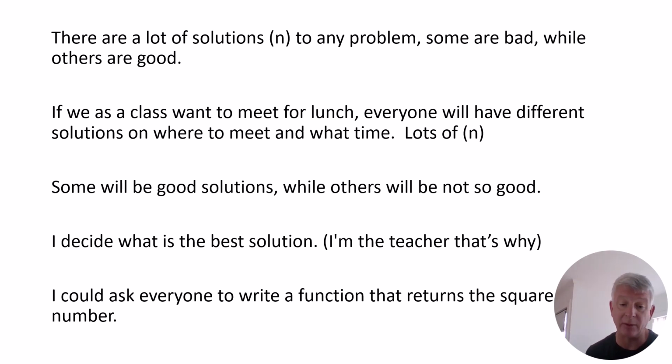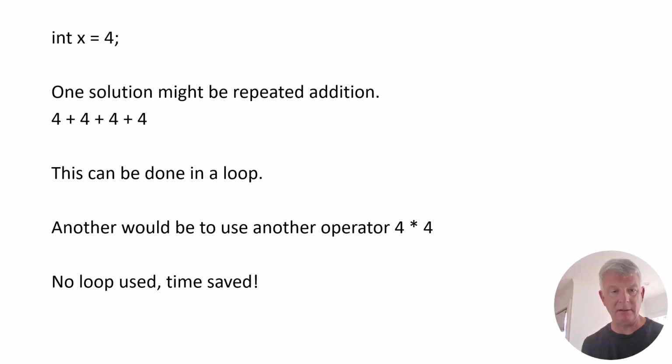I could ask everyone to write a function that returns the square of a number. So if I said, hey, in your mind, write a function that returns the square of a number. Okay, that's pretty simple, right? You would just take n times n, return, right? n times n, constant, O of 1. Good job, right? But I think differently.